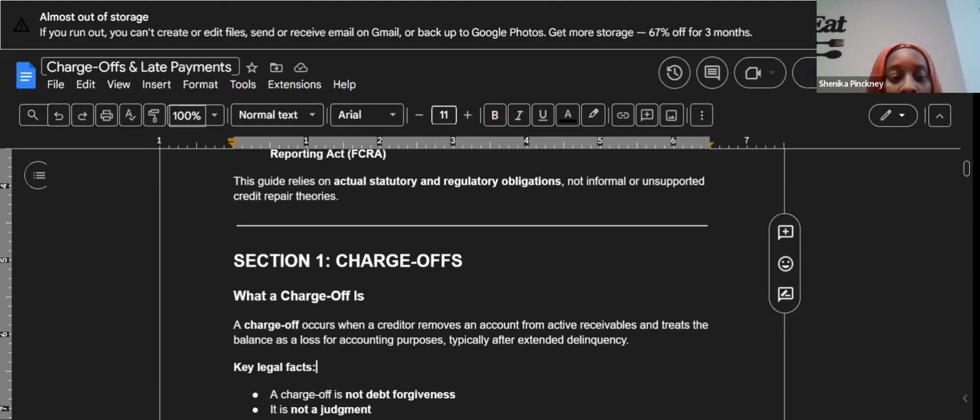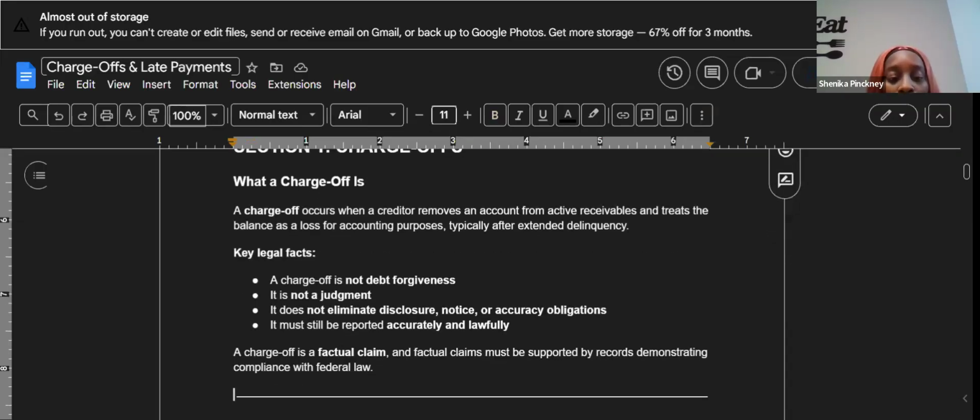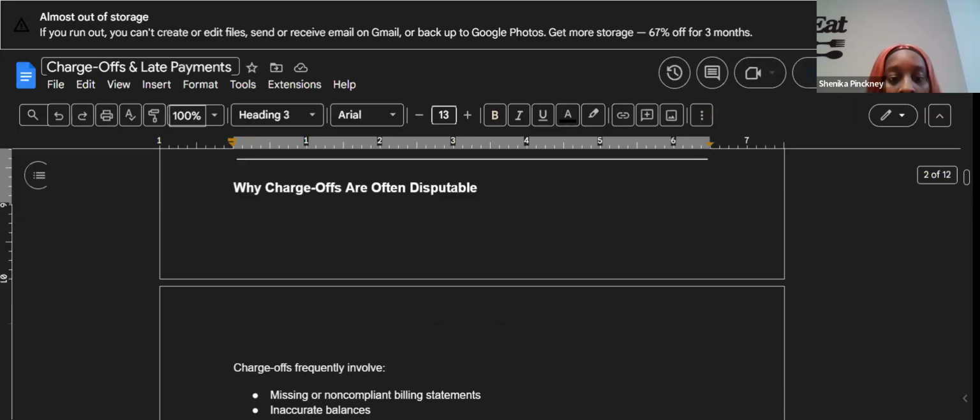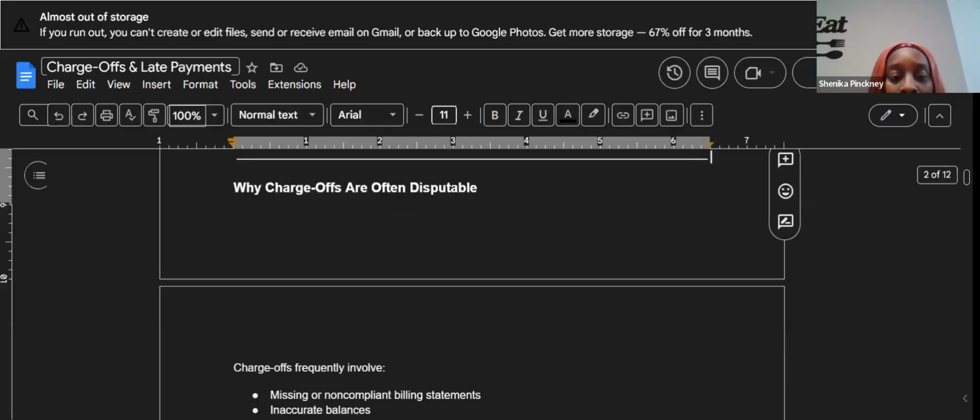Section one, we're going to talk about charge offs. So, what is a charge off? A charge off occurs when a creditor removes an account from active receivables and treats the balance as a loss for accounting purposes, typically after extended delinquency. The key legal facts are that a charge off is not debt forgiveness. It is not a judgment. It does not eliminate disclosure, notice, or accuracy obligations. It must be reported accurately and lawfully.